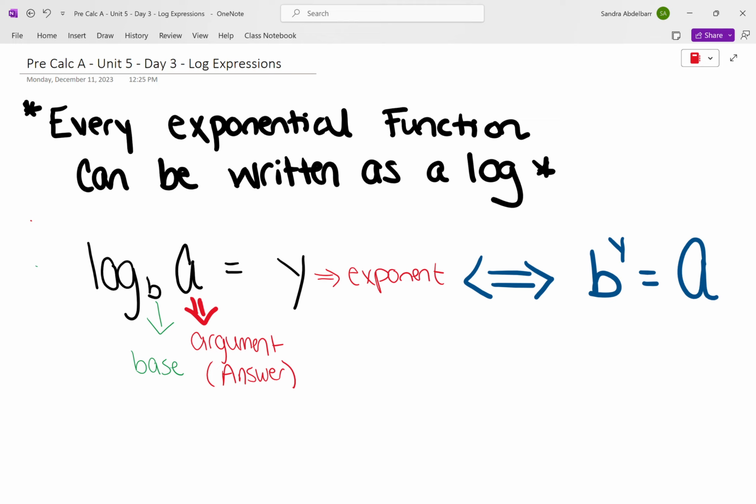And you should be able to change between these. You should be able to go from a log to an exponential and exponential to a log, depending on what suits our needs for the problem.